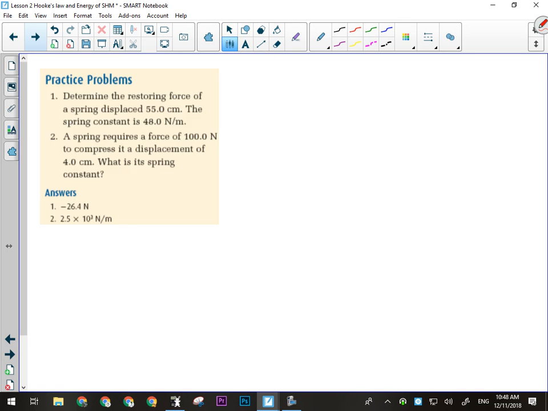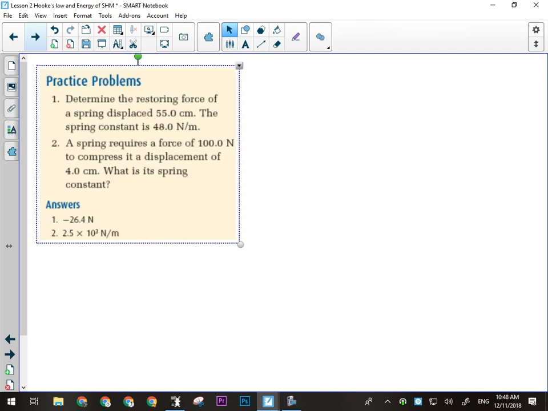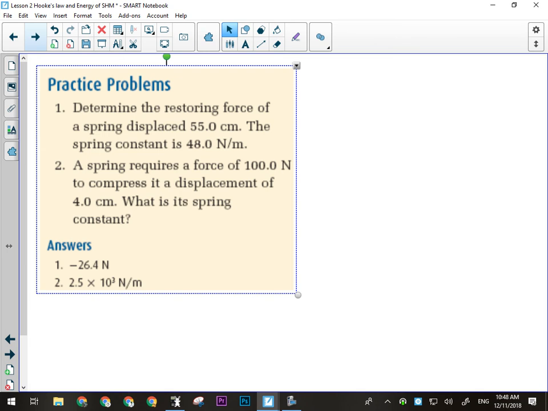All right, I want you guys to try these two. They're pretty easy. Probably only take you a minute. Okay, give those two a try and then we'll talk about them.